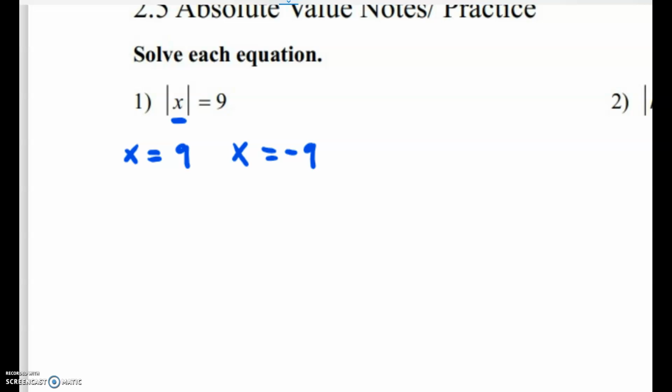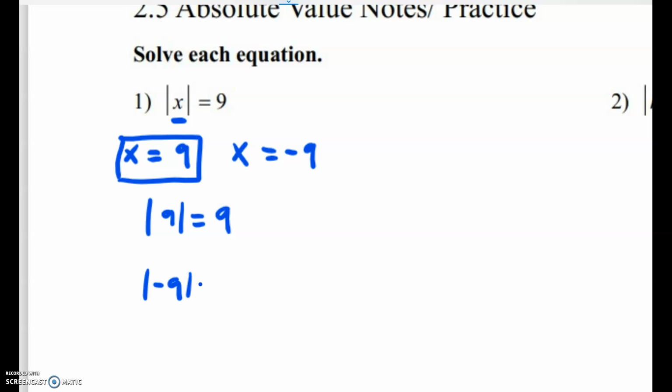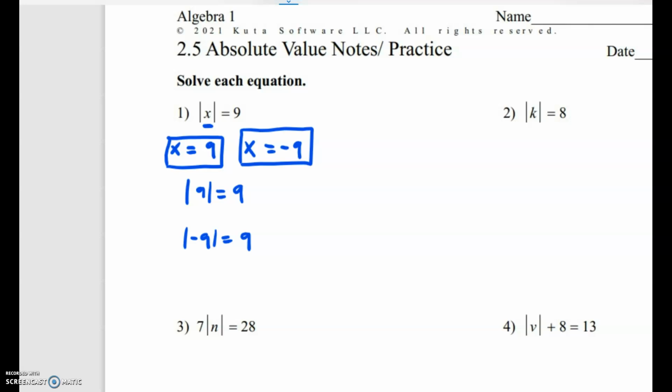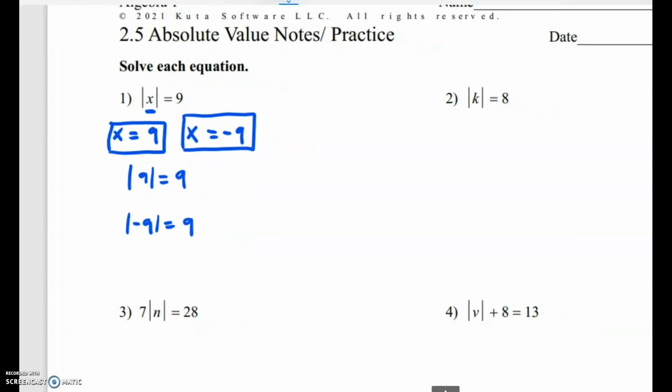But in this case, it's already solved for us because x is already by itself. So if I was to take the absolute value of 9, I would get 9, so that's why 9 is a solution. And if I take the absolute value of negative 9, I also get positive 9, and that's why negative 9 is a solution. With absolute values, a lot of times we will have two solutions. It's possible to have one solution, two solutions, or no solution. All right, question 1's complete. Let's take a look at question 2.